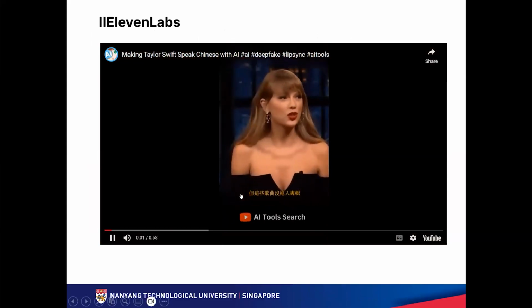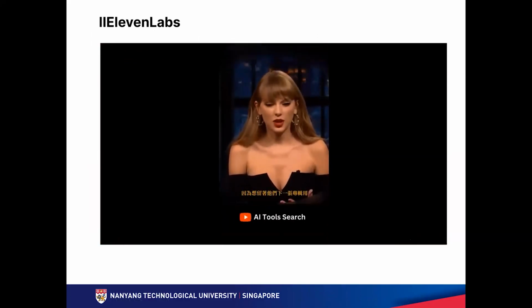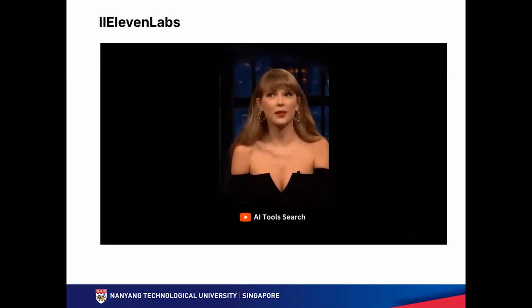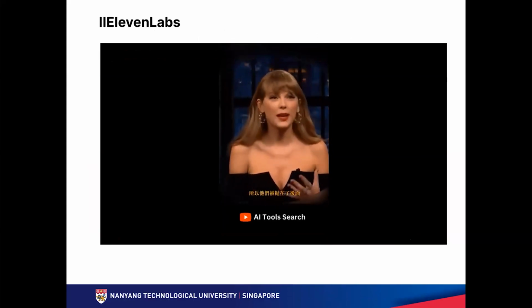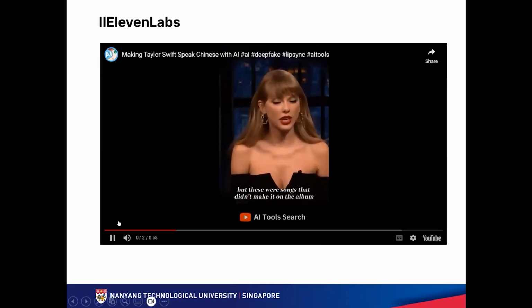但这些歌曲没进入专辑，因为想留着他们下一张专辑用。那然后下一张专辑完全不同，所以他们被抛在了后面。But these were songs that didn't make it on the album.